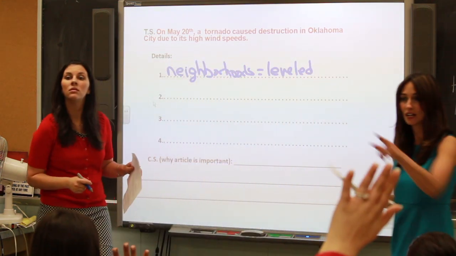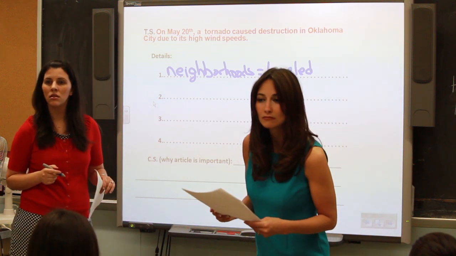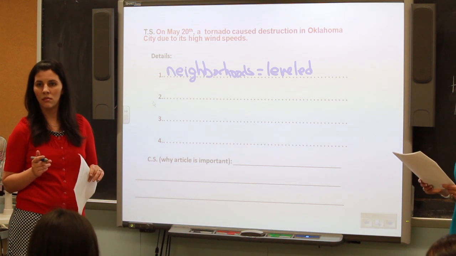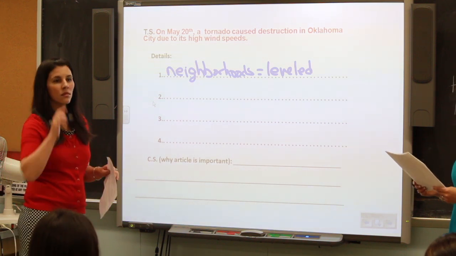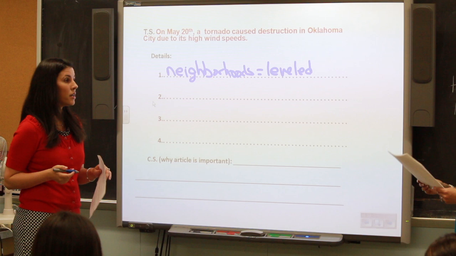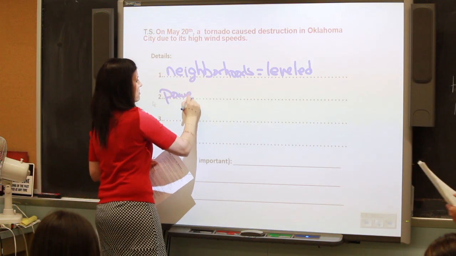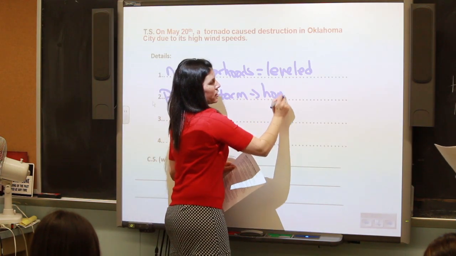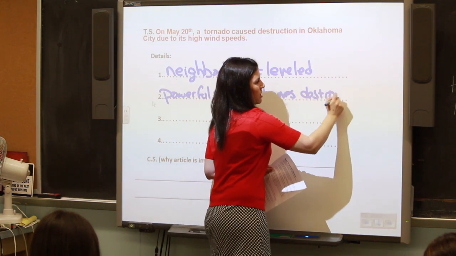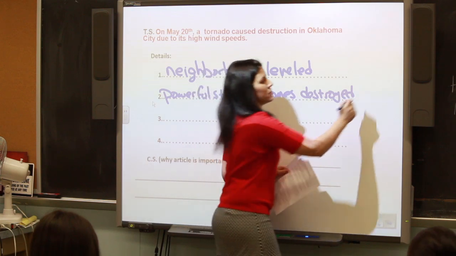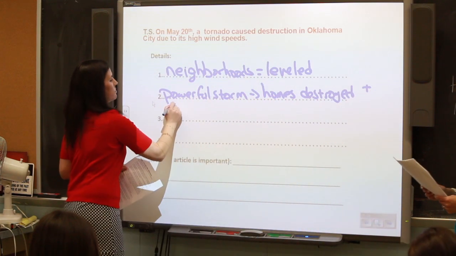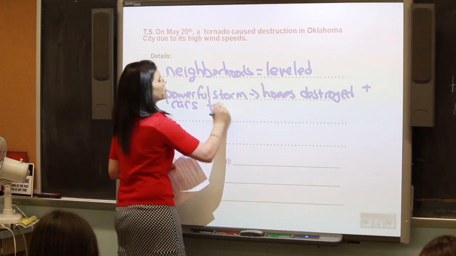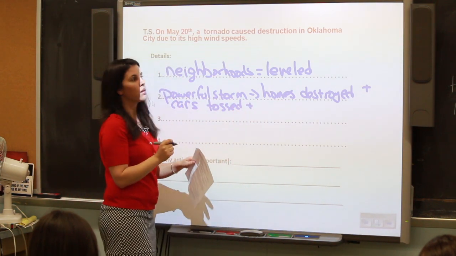I started this paragraph, this sentence above here, and I put down powerful storm with an arrow that led to homes destroyed, plus tossed cars, plus ravaged buildings. Okay, yeah, that's great. So again, you had homes destroyed, plus tossed cars, plus ravaged buildings.